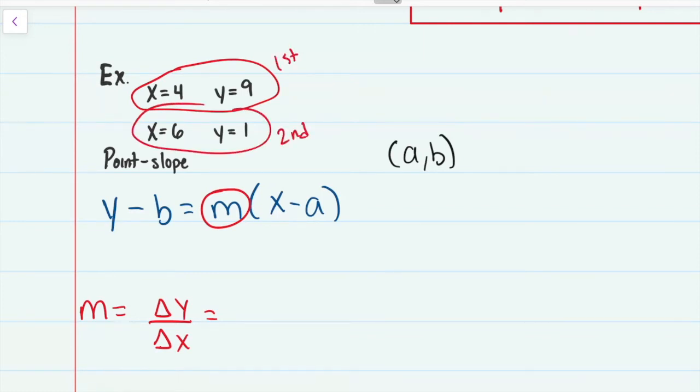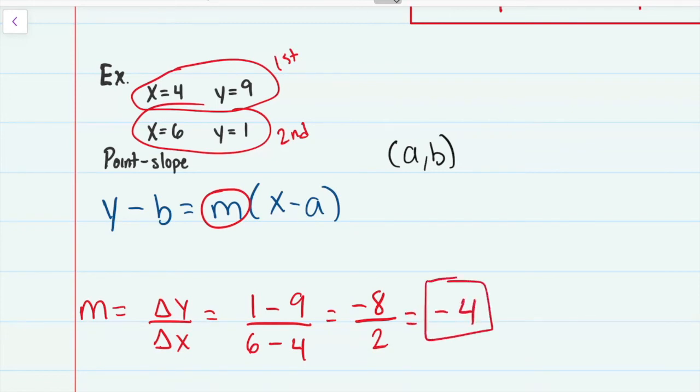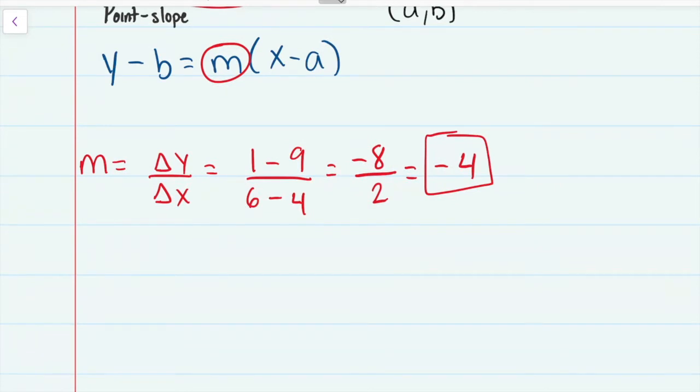So my y2 would be 1 minus my first y, which is 9, over x2, which is 6, minus x1, which is 4. When I subtract them, 1 minus 9 is negative 8, and 6 minus 4 is 2. If I divide these, I get negative 4. So we found our slope, guys. If we plug it in, y minus b equals negative 4 times (x minus a).